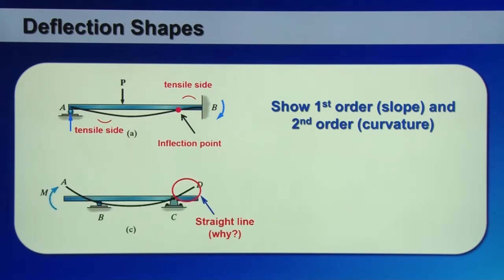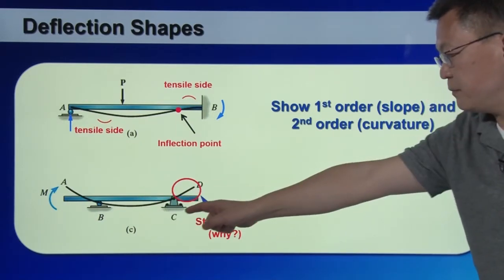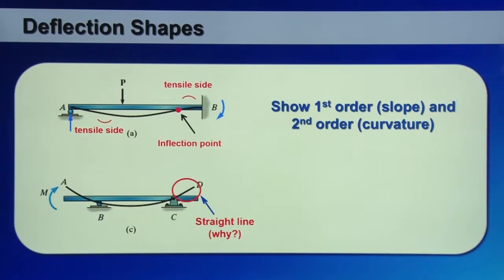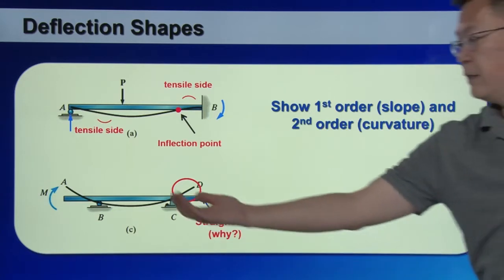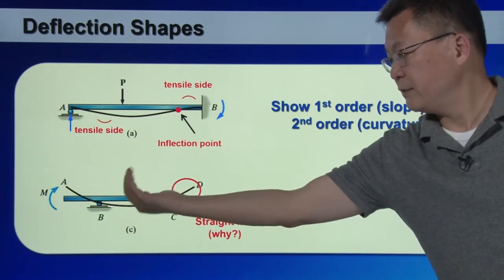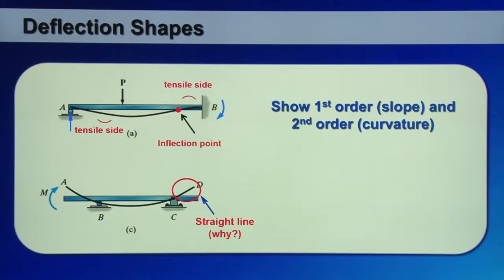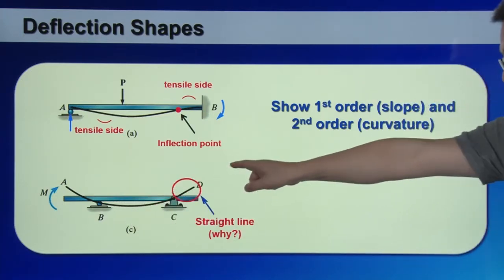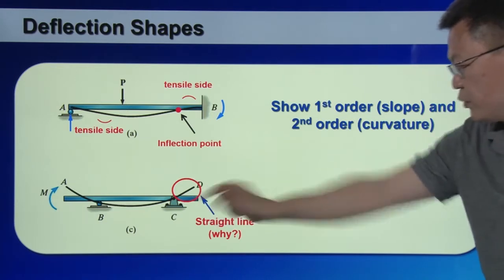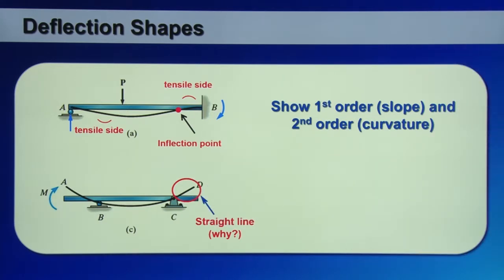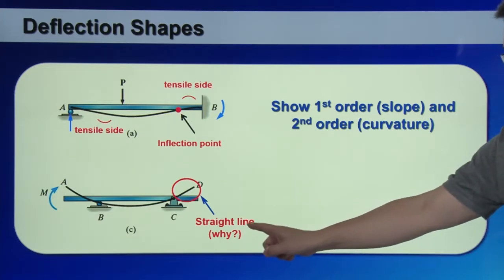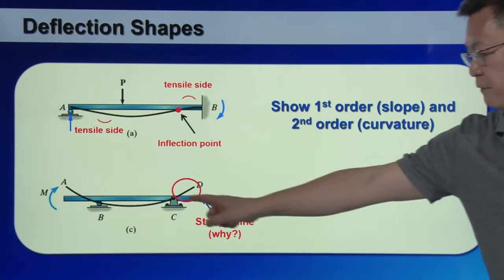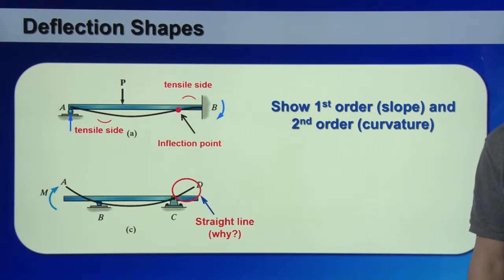Second example, I have a simply supported beam with two sides overhang, and I apply a moment at point A, clockwise. So I draw a possible deflection shape like this, and I circle these portions, indicating that this portion of deflection should be a straight line. I want you to think about it, why is this portion of deflection a straight line.